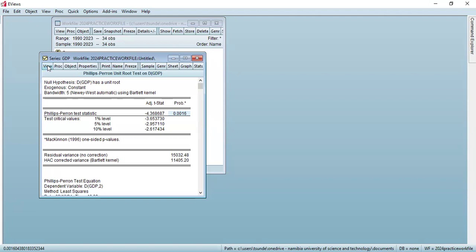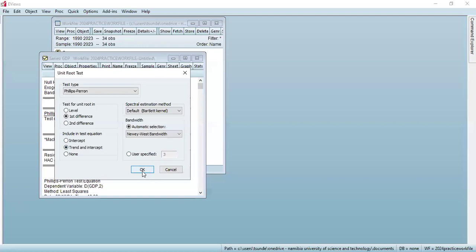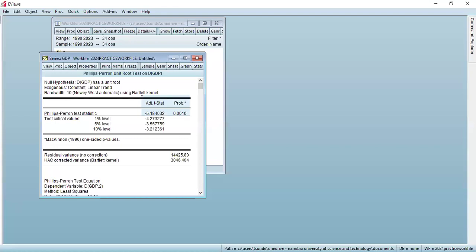So let's repeat the test with the trend and intercept. First difference, trend and intercept, okay. What is your answer? What is your conclusion? So it is non-stationary at a 1% significance level. Non-stationary. No, I'm sorry. I think stationary because it's more negative. Yes, it's stationary. And it's more negative than if you use the probability, it's telling you the same story. So whether you use the T value or the probability value, the result that you get is the same. They don't contradict each other.